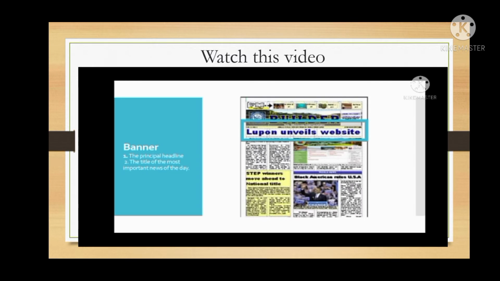Next is the banner. Banner is the principal headlines. You can identify if this is the principal headline if the size of the font is bigger than the other headlines, and it is also in bold. Now, dapat bigger siya sa other headlines aron makahibaw po ang mga readers that this headline is the most topic of the day's issue.